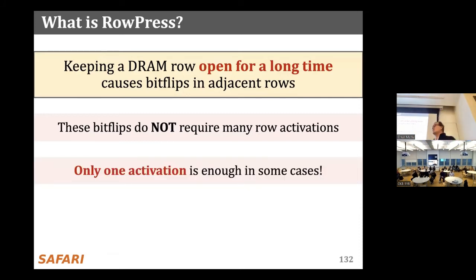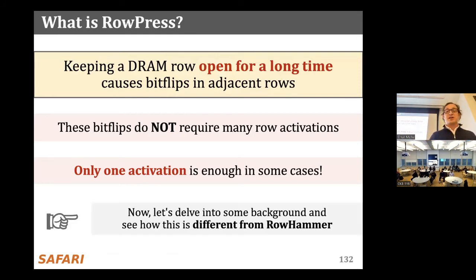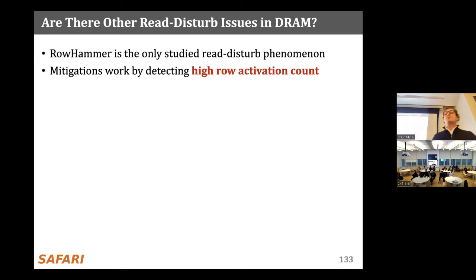In fact, in extreme cases, only one activation is enough. And these are not retention errors. This is actually an error that is because of disturbance. I'm going to mention that case. So why is this different from RowHammer? Essentially, why is this interesting?